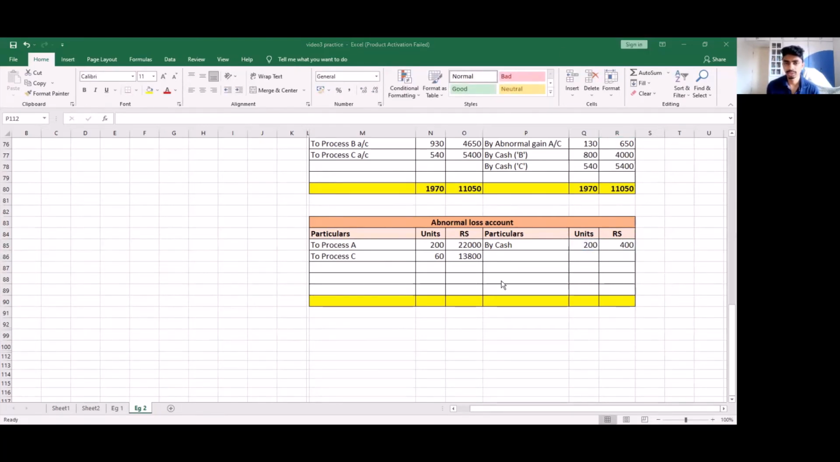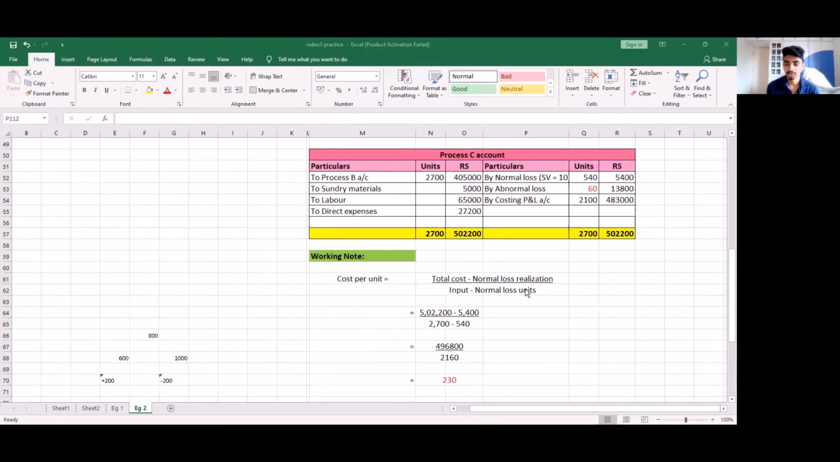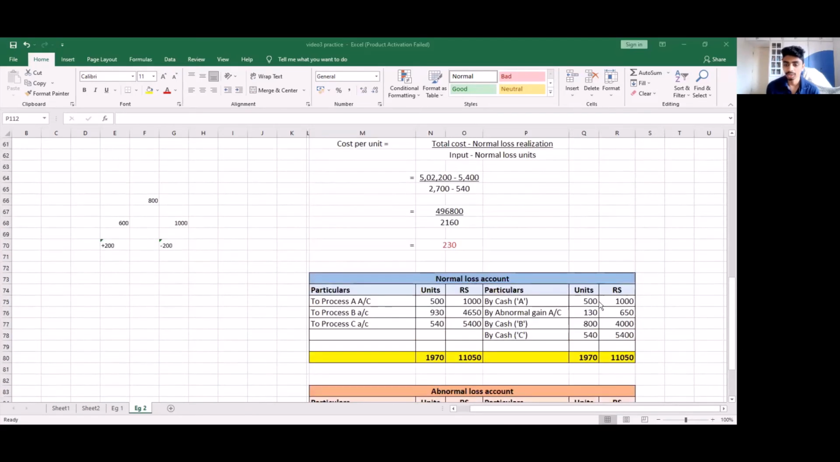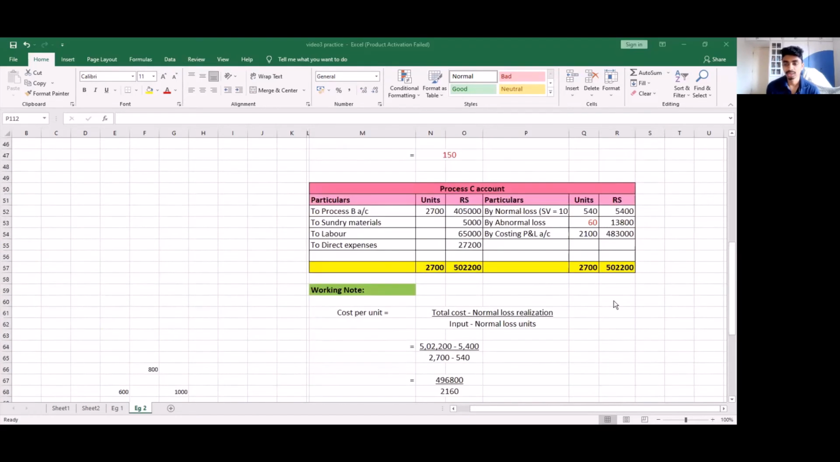Now, you may wonder that if our abnormal loss also realizes a cash value, then why isn't it shown in the process account like we show the normal loss realization? The answer for this is that our abnormal loss does not affect our cost per unit, but our normal loss affects our cost per unit. This is because normal loss is borne by the customer and abnormal loss is borne by the business itself.